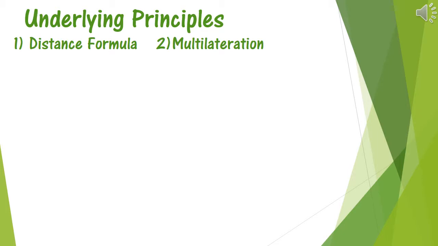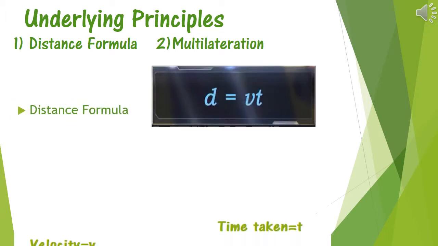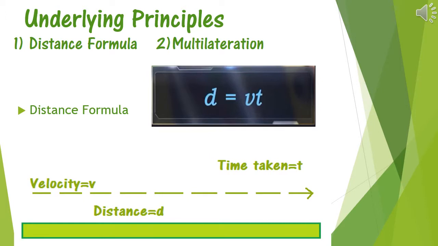The first concept is the distance formula and the second is multilateration. The distance formula is simply v times t is equal to x. We know at what time the signal was sent and the time of receiving, so we know the time taken by the wave to reach us. Hence the distance of the satellite from the receiver is the speed of the EM wave, that is c, multiplied by the time taken.